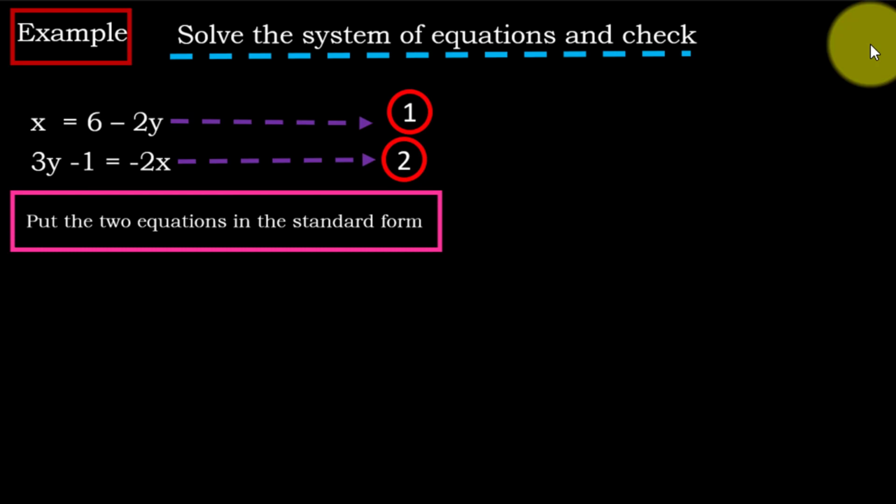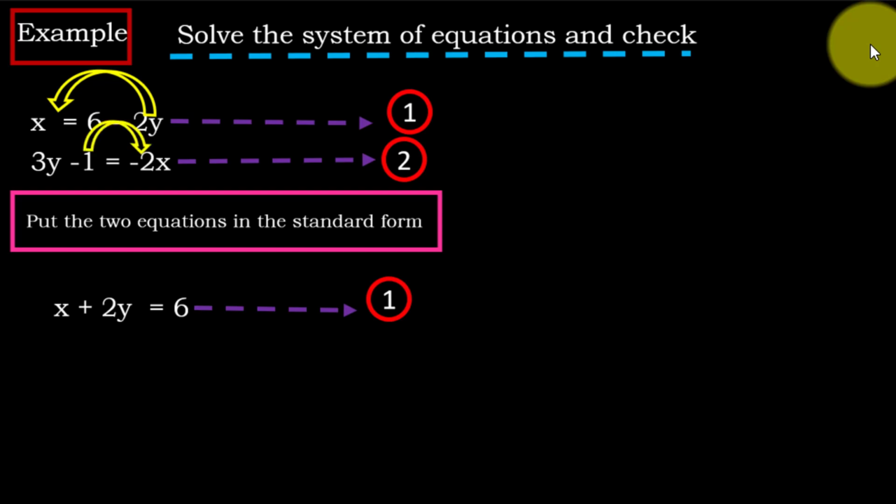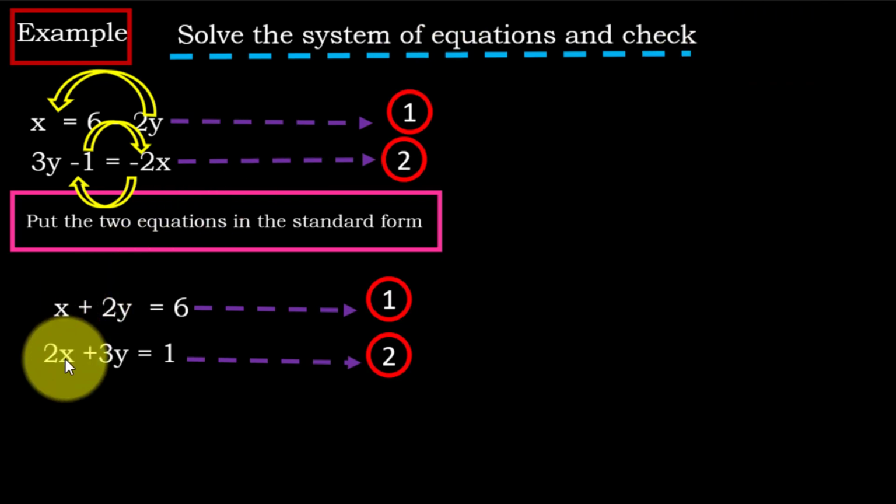If you look at equation number 1, we can move negative 2y to the other side to be plus 2y. We can write x plus 2y equals 6, the first equation. And if you look at the second equation, move negative 1 to be plus 1 and move negative 2x to the other side to be added. We will get 2x plus 3y equals 1. If you look at the system now, we have x in the first equation, and 2x in the second equation. Now to equate the variable x, just multiply the first equation by 2 to get 2x.